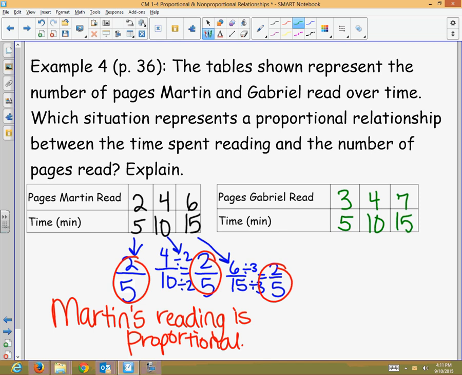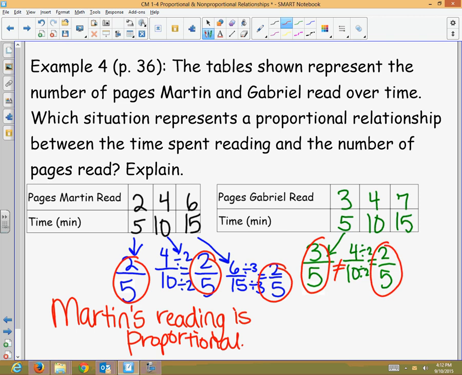Now to test if it's proportional, we want every fraction to reduce to the same amount. Well, 3/5 cannot be reduced any further, so we can just leave that alone. 4/10 can be reduced. If you divide the top and bottom by 2, you get 2/5. Now, hopefully you are encountering a little bit of a problem here. 3/5 does not equal 2/5. So automatically, we can tell it is not a proportional relationship.